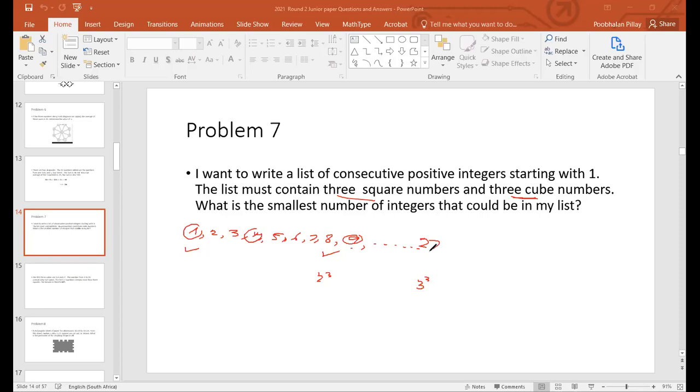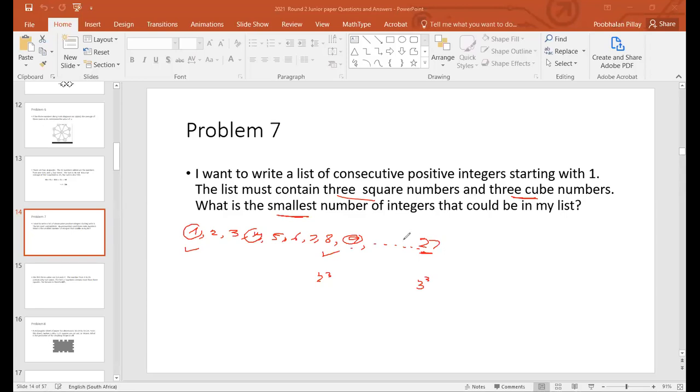numbers, and of course, at least 3 square numbers. You've got many other square numbers there. But this is the smallest number of integers that can be in my list. I can't have 26 because if it came to 26, I still will have only 2 cube numbers. I have to get to 27 to get to 3 cube numbers, right? So this is the smallest one. I don't have to make it any larger.